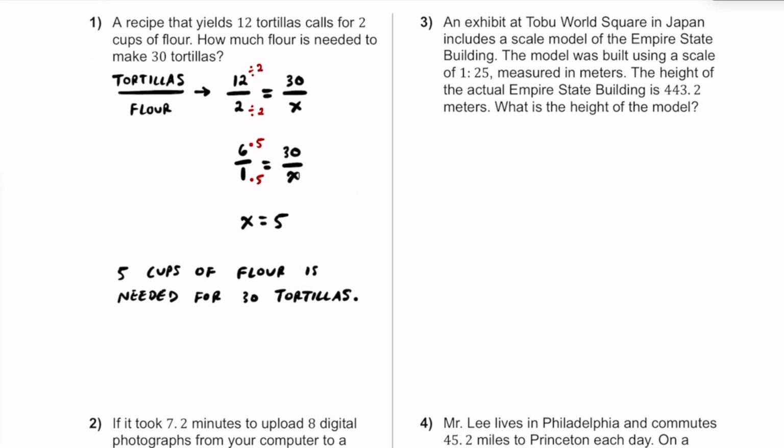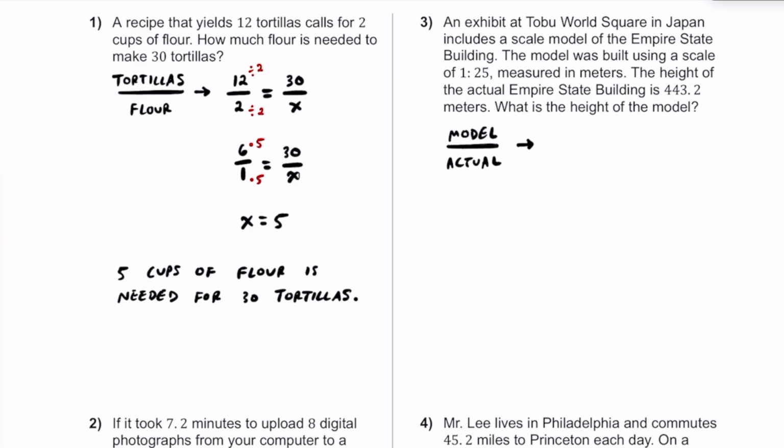An exhibit at Tobu World Square in Japan includes a scale model of the Empire State Building. The model is built using a scale of 1 to 25 measured in meters. The height of the actual Empire State Building is 443 2/10 meters tall. What is the height of this model? All right, so I'm going to set up these units as the model is going to be on top and the actual measurement is going to be on bottom.